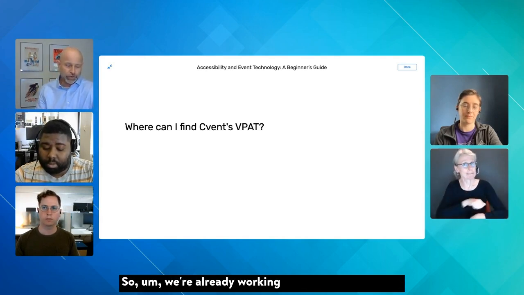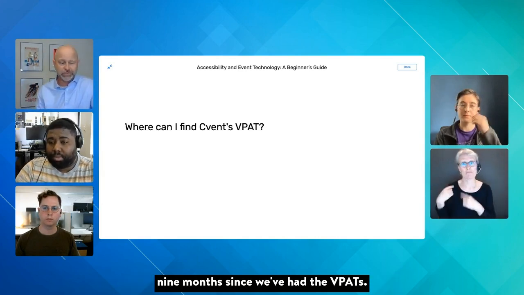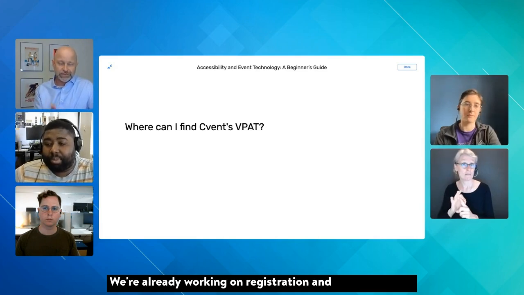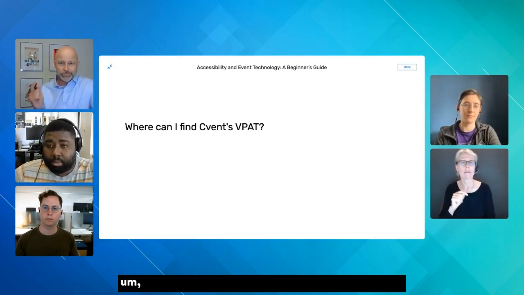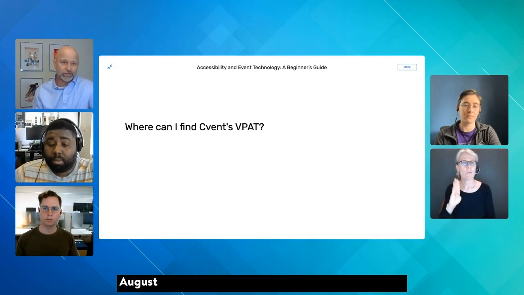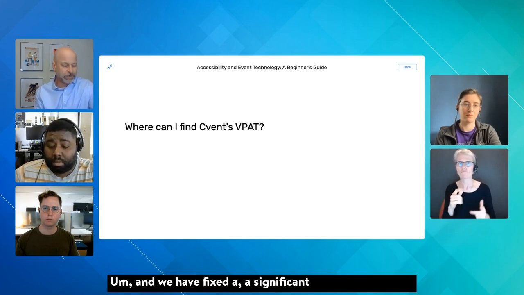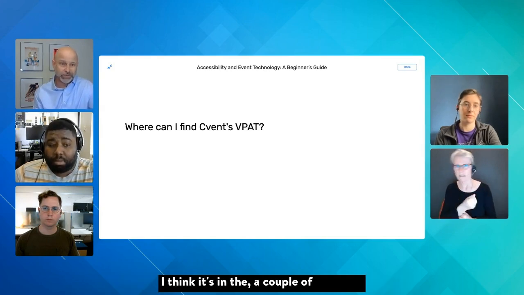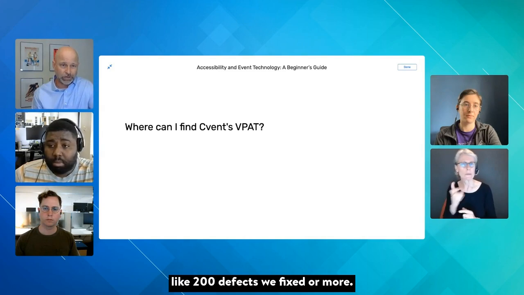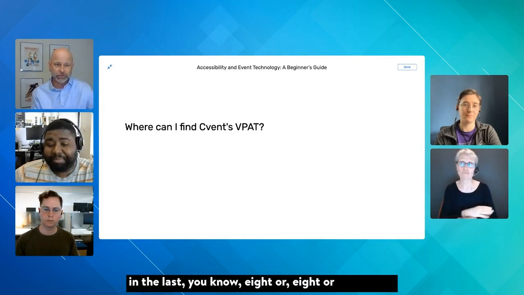We're already working right now, because it's been 8 or 9 months since we've had the VPATs, on registration and attendee hub web to have completely new ones redone by, let's say, August or September, something like that. And we have fixed a significant number of defects. I think it's a couple of hundred, like 200 defects we fixed or more. We've made pretty tremendous progress in the last 8 or so months.